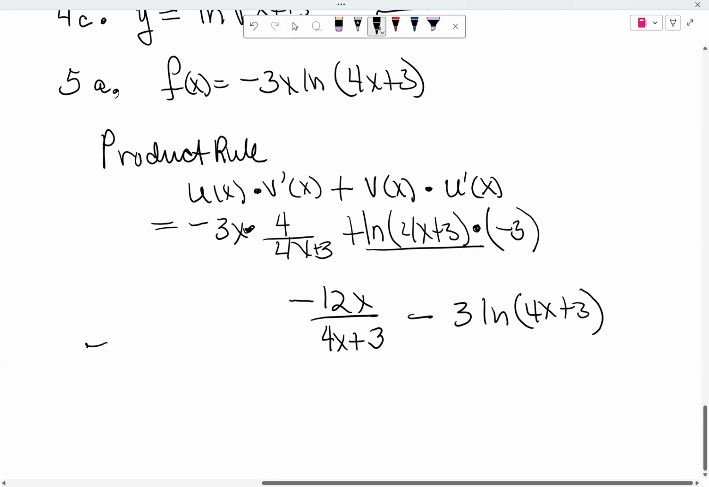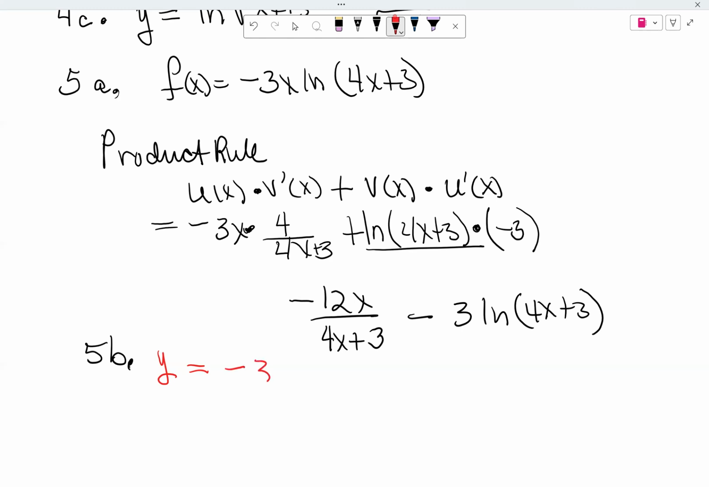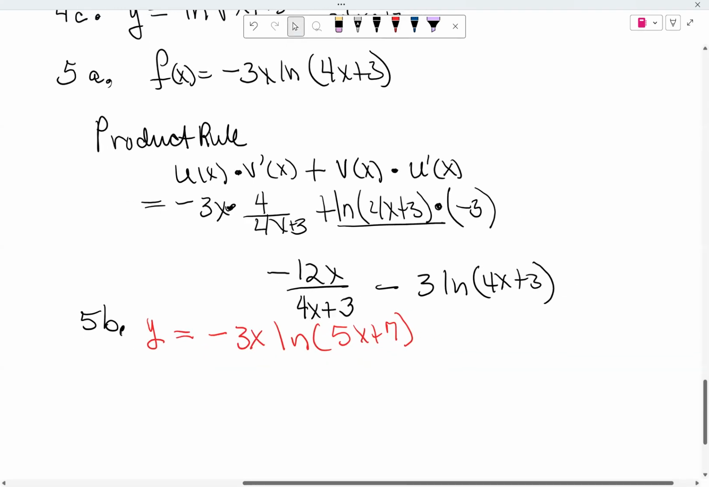Okay, I'll call this 5b. How's that? And I'll do it in red, just to differentiate the color. So for this one, I'm giving you the function where y equals negative 3x natural log of 5x plus 7. Find for me the first derivative.